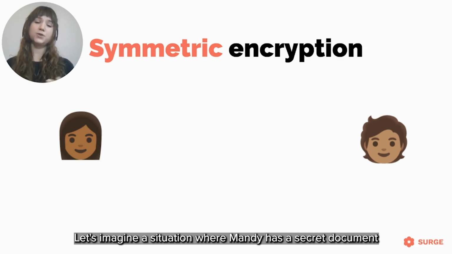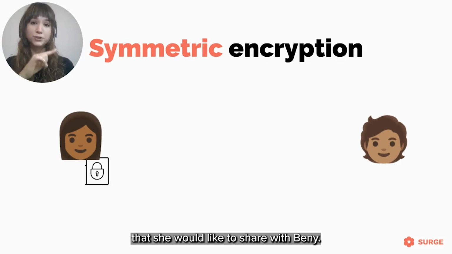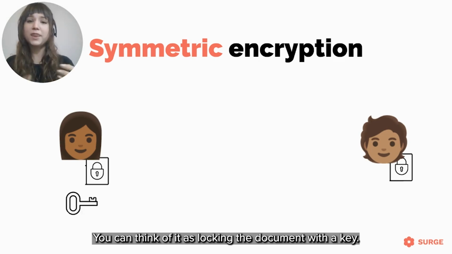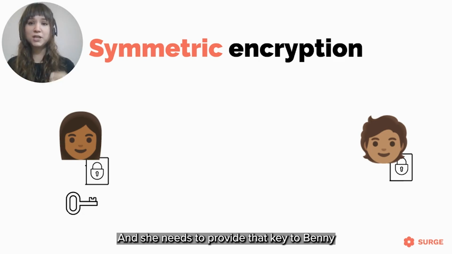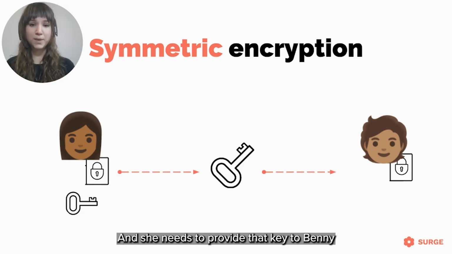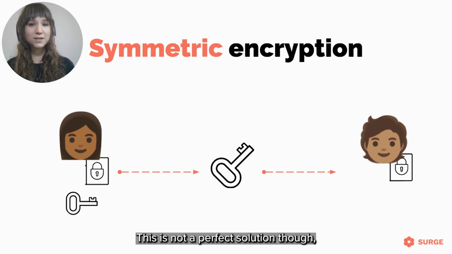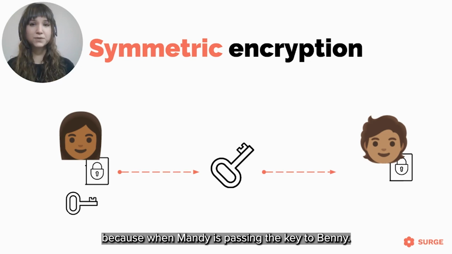Let's imagine a situation where Mandy has a secret document that she would like to share with Benny. She will lock it with a special passphrase. You can think of it as locking the document with a key. And she needs to provide that key to Benny so that he can actually open the document on his side and read what's inside.